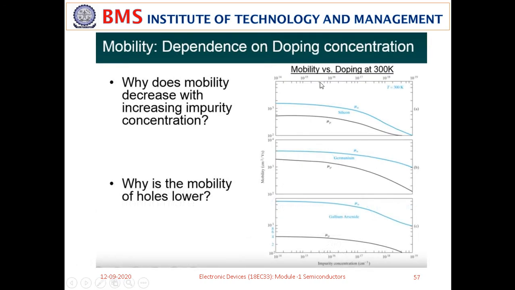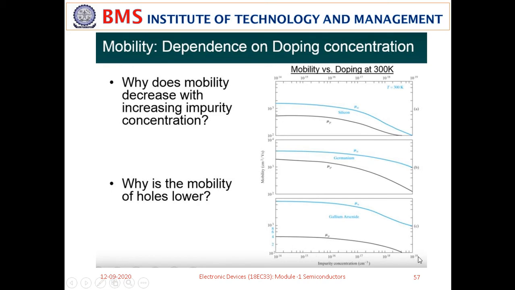The graph shows the mobility variations with reference to the different doping concentration or impurity concentration. This was shown for three different materials: silicon, germanium, and gallium arsenide. All these graphs are at 300 Kelvin. You can see that the electron mobility for silicon is higher compared to the hole mobility, and likewise for germanium. In all the materials, the electron mobility is higher compared to the hole mobility.